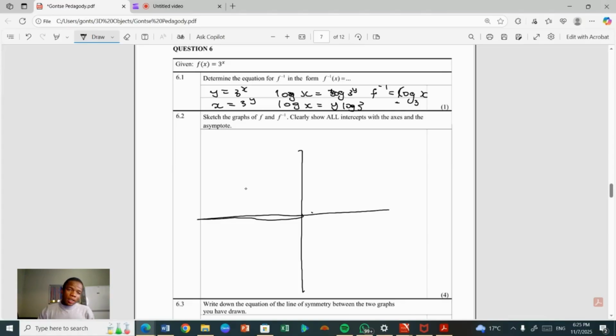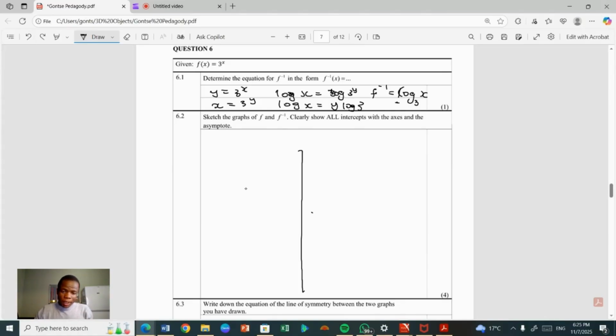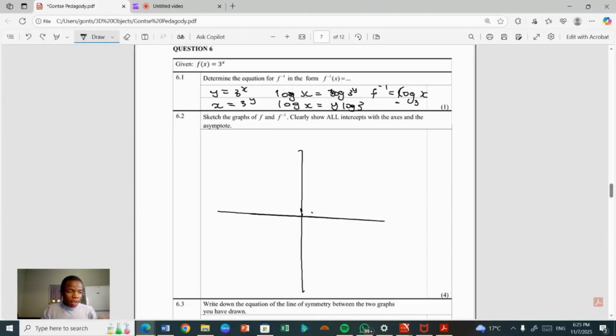Thank you. But my graph is not okay. Let me draw it nicely. I'm sorry if my graph is not straight. So the graph will go like this.